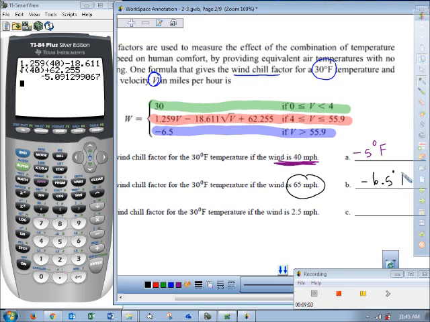Fahrenheit. Well, since they have a tenth of a degree here, why don't we call the earlier answer negative 5.1 degrees Fahrenheit then, since we'll round that to the nearest tenth. So we'll go back and fix that.